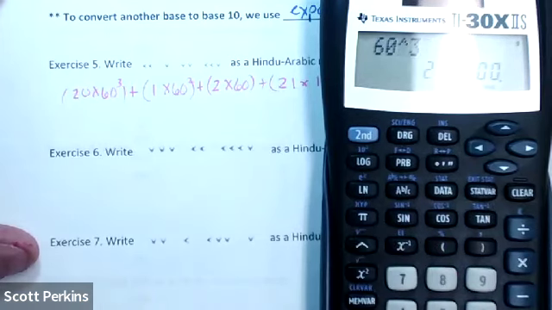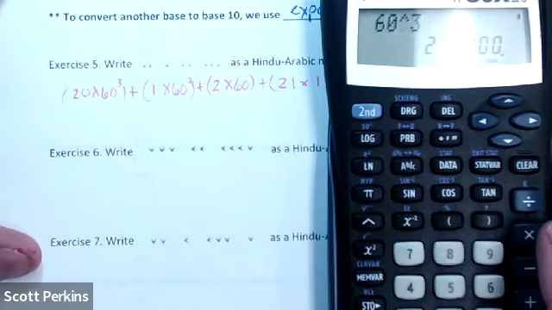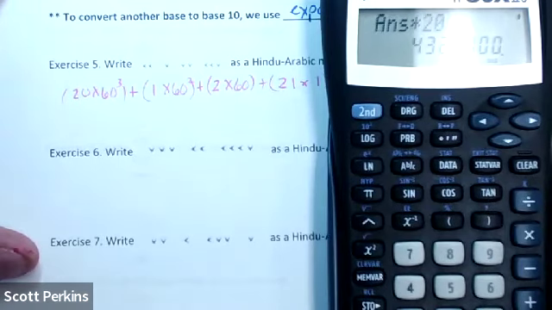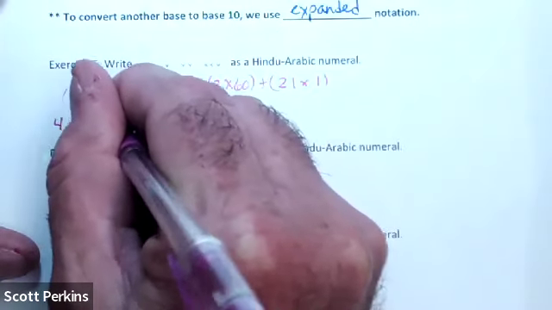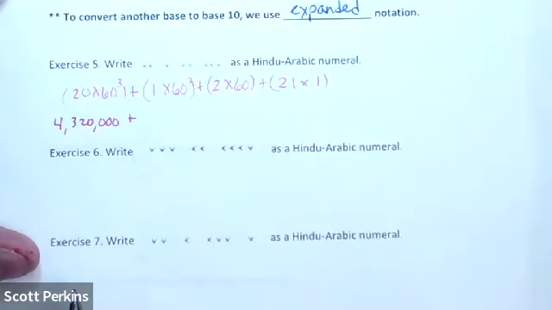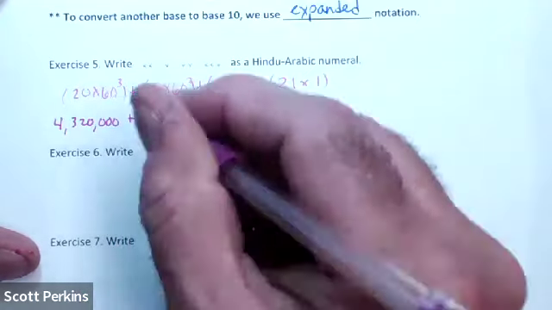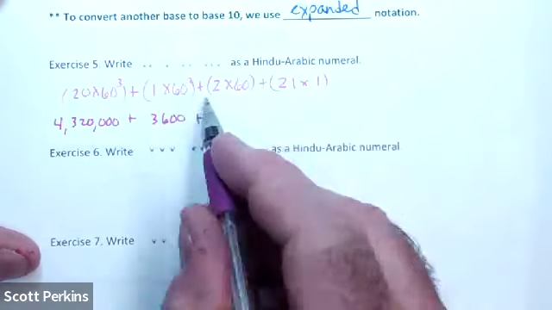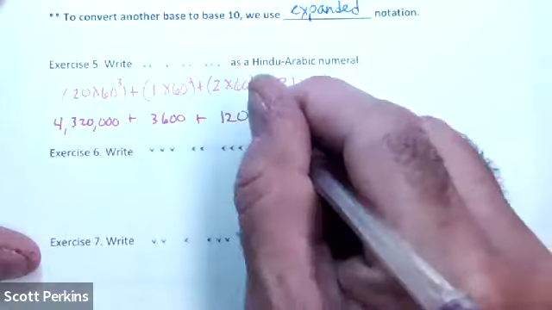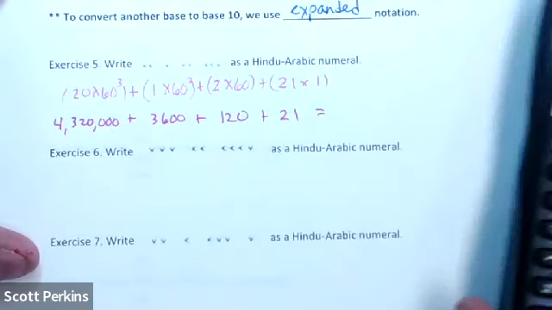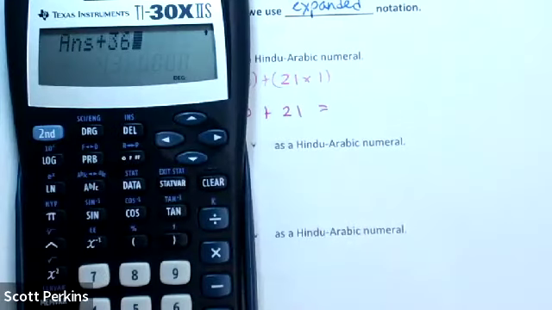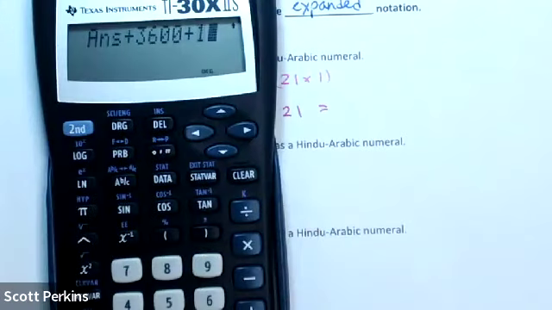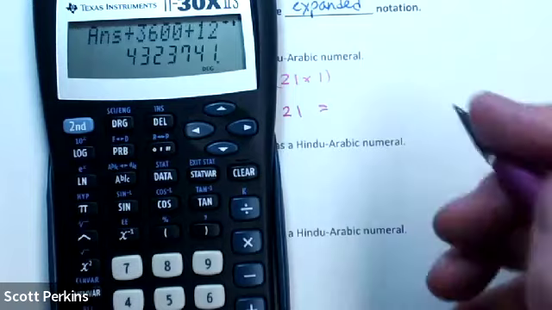60 raised to the third is 216,000, so a lot, and I'm multiplying that by 20, so that is going to be 4,320,000, so that's quite a bit. 1 times 60 squared. 60 squared is 3,600, so that's 3,600. 2 times 60 is 120, and then 21 times 1 is 21. So that's going to be the 4,320,000 plus 3,600 plus 120 plus 21.